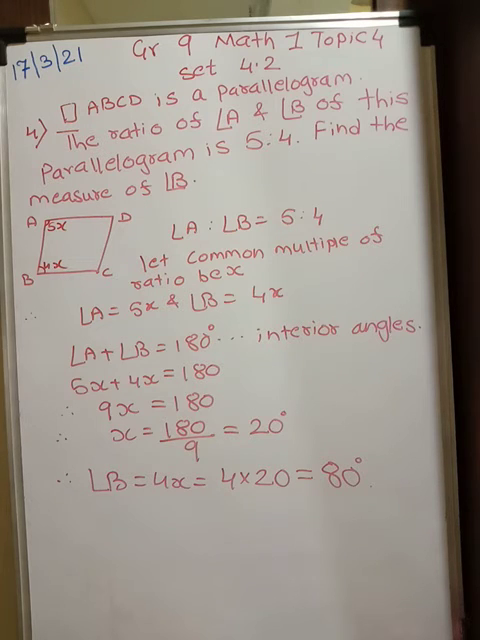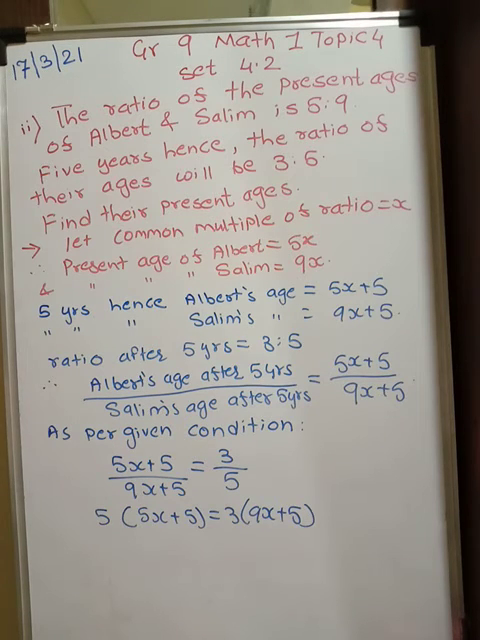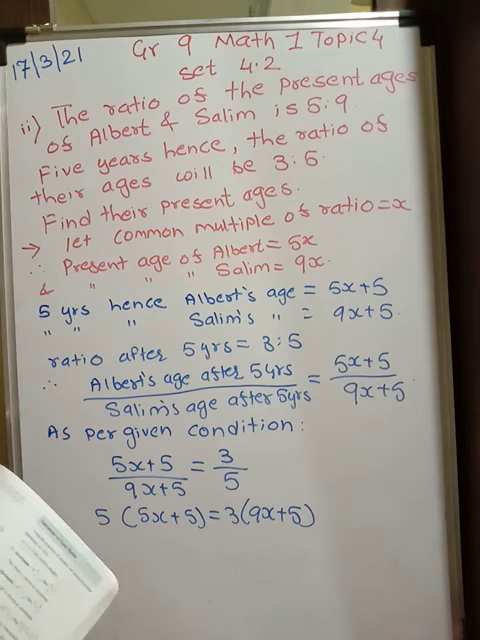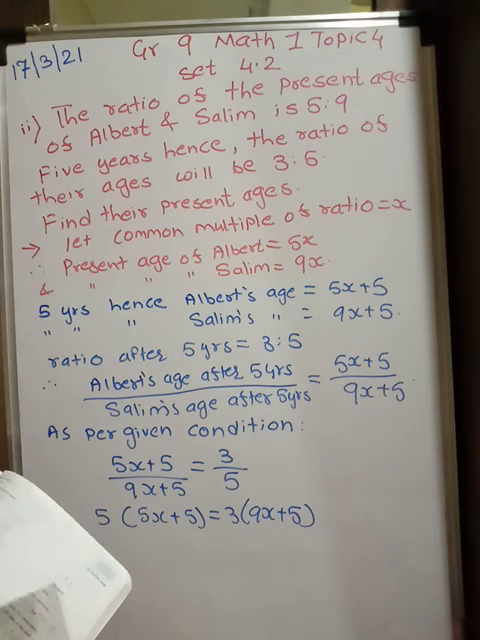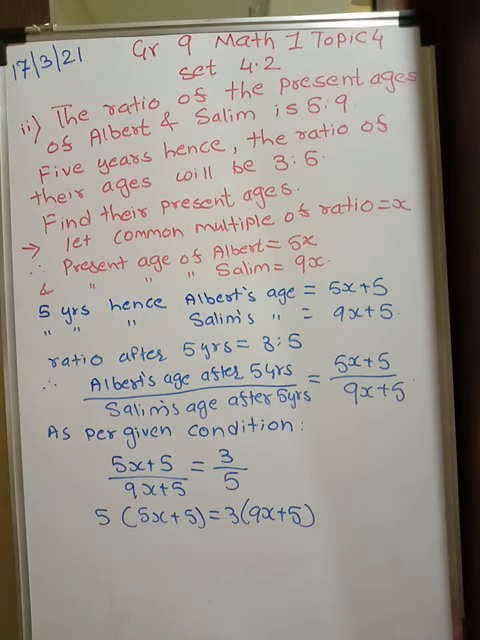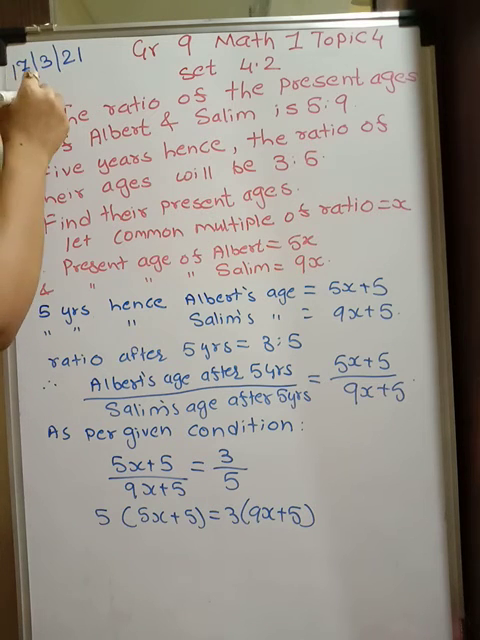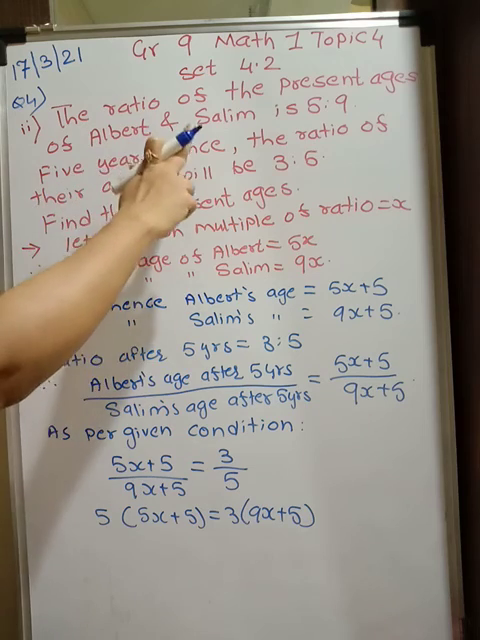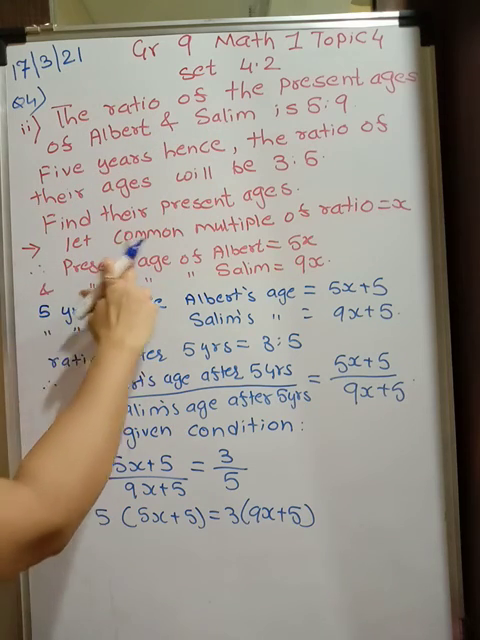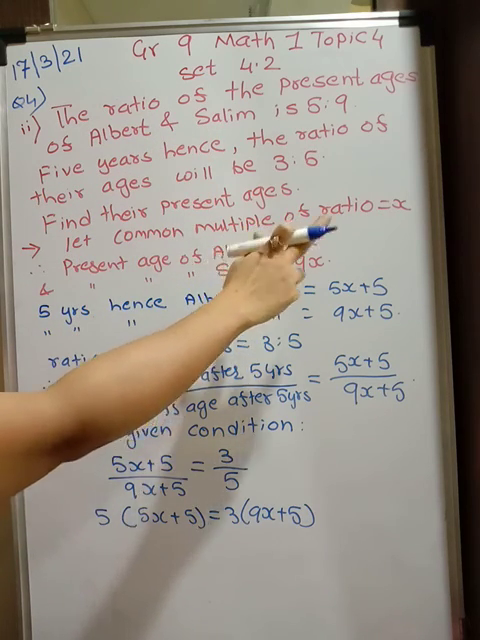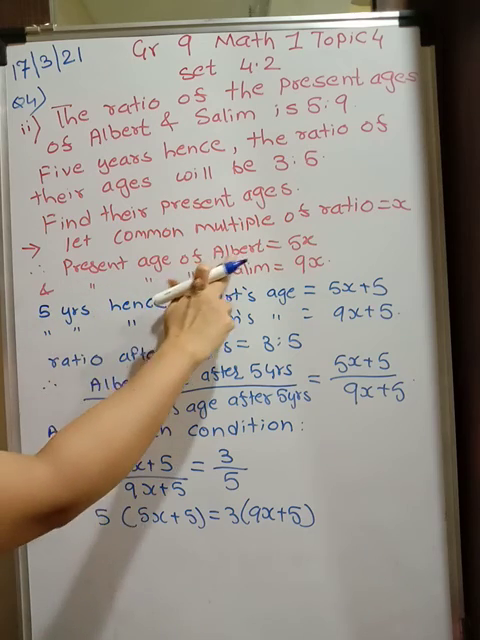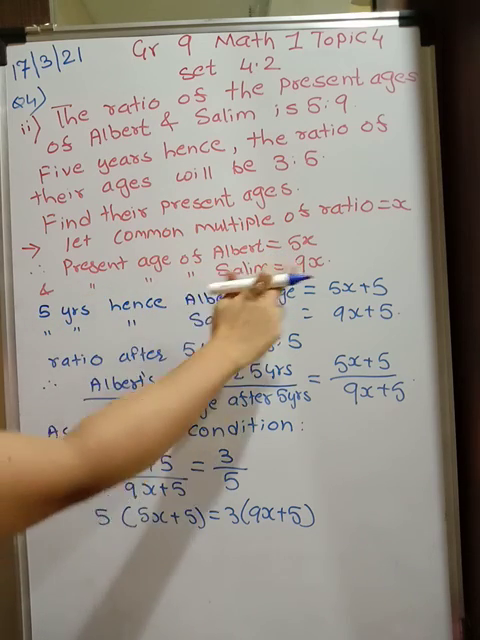Now let's go for one more problem, students. We have time. Now look at the second problem. From the fourth question, this is the second problem. Question 4, second problem. The ratio of present ages of Albert and Salim is 5 is to 9. So let the common factor or multiple of the ratio be x. Present age of Albert is 5x and present age of Salim is 9x.